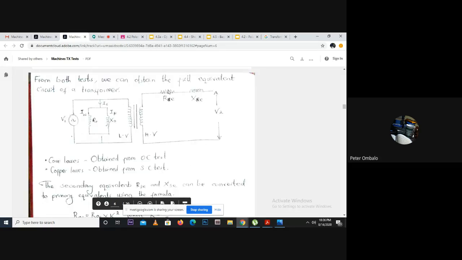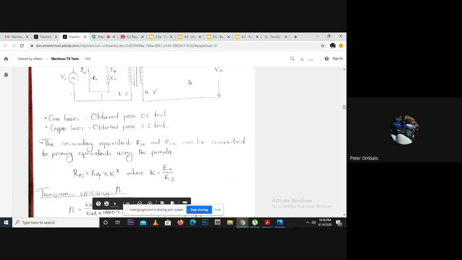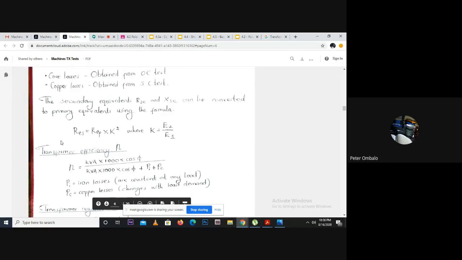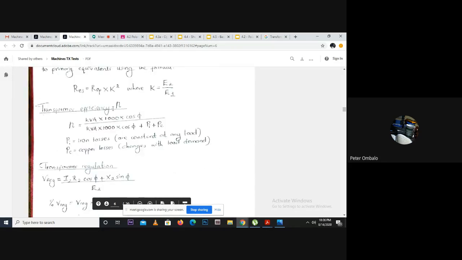If we have the short circuit test, we can obtain RSE and XSE. We can always represent these as their primary equivalents using this formula. And then transformer efficiency is given by this.